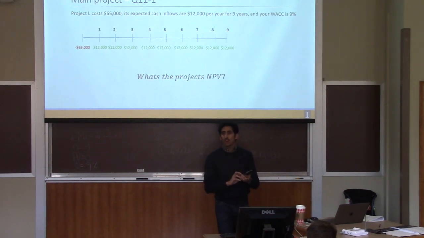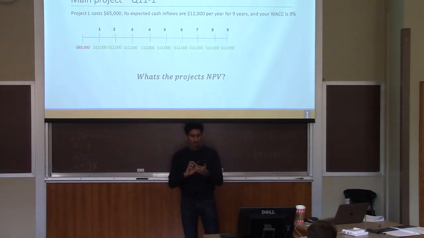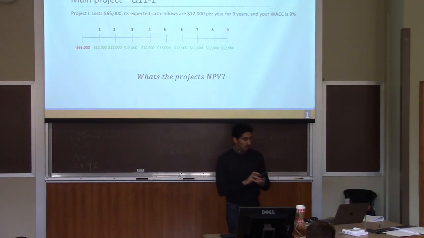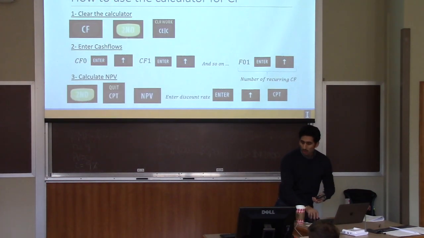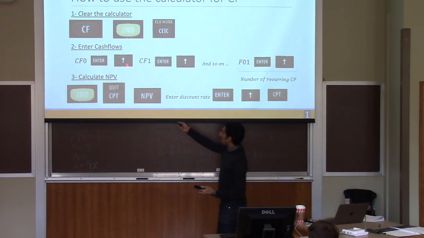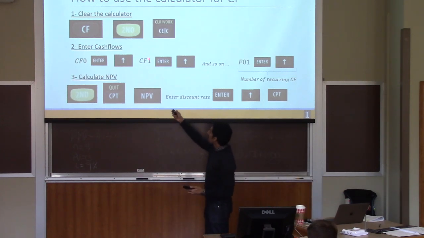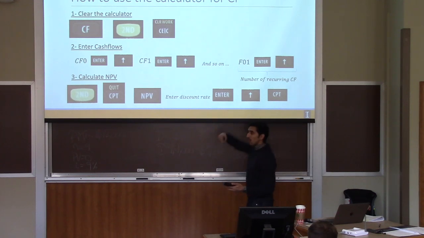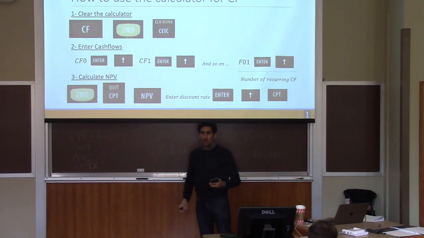So for FO1, click 9, enter, and you're done. So right now, we should have entered our initial cash flow, 65,000, cash flow 1, 12,000, and we told the calculator to use cash flow 1 for 9 periods.